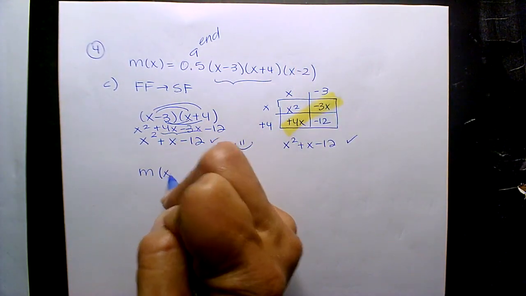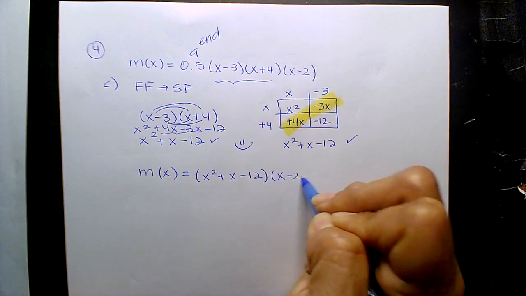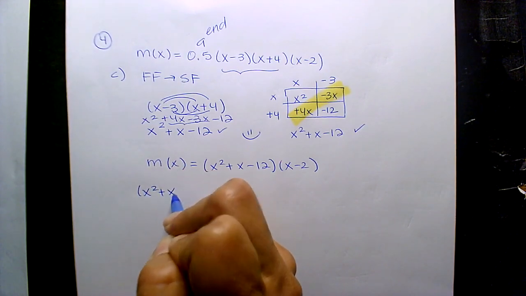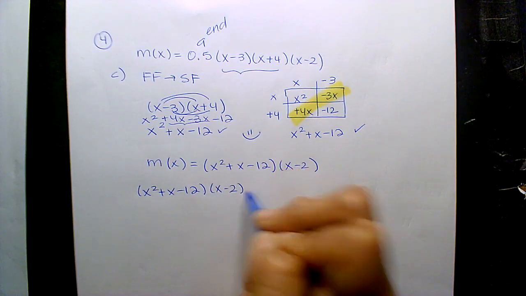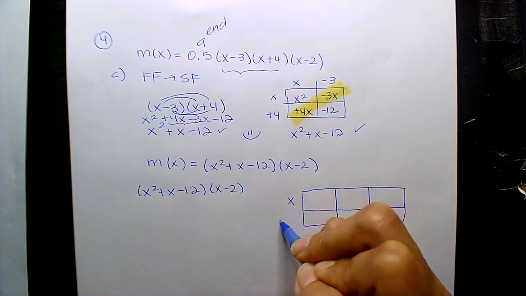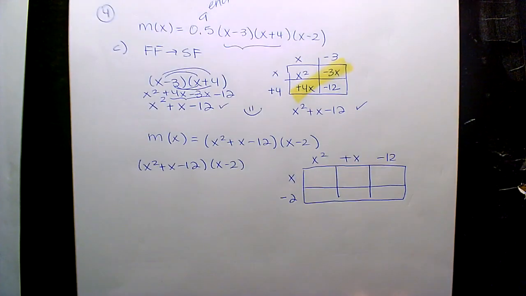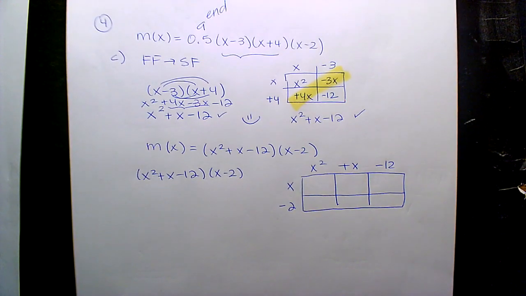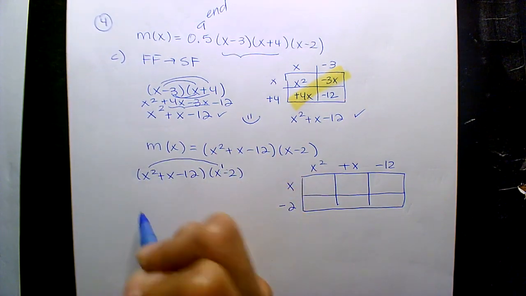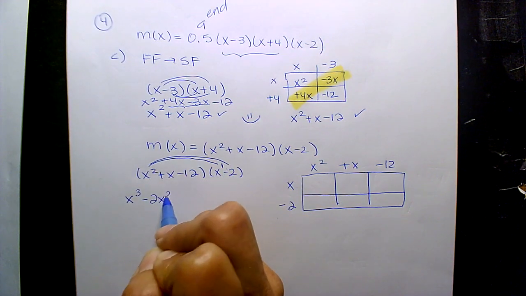So remember, what I have now is x squared plus x minus 12, and then I have the x minus 2 binomial, and now I need to expand that. Okay, if you want your arrows or foiling, and then I'll set this up. What is this? X minus 2, x squared plus x minus 12. Okay, so x times x squared, you add, so x cubed, x squared minus 2x squared.